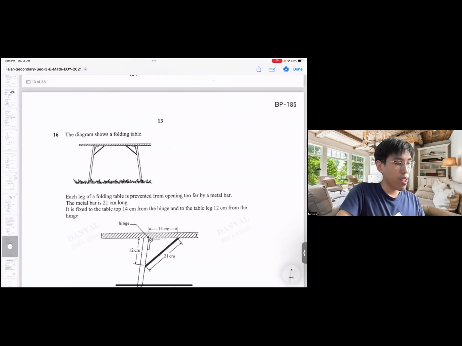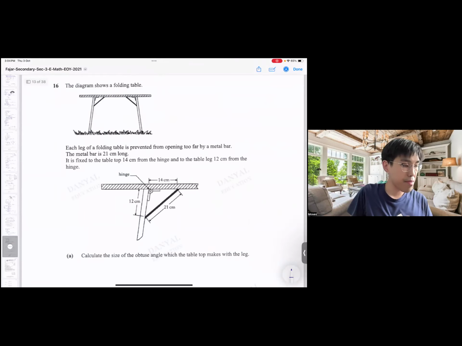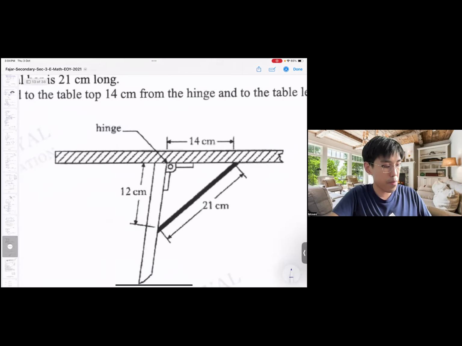Okay, next. Folding table, metal bar is 21 cm long. Fixed to a table top, there is 14 cm from the hinge to the table leg, 12 cm from the hinge. So whatever is written there is also established in the diagram. So you need to make sure what the diagram is. Calculate the size of the obtuse angle which the tabletop makes with the leg. So basically, they are looking at this angle.